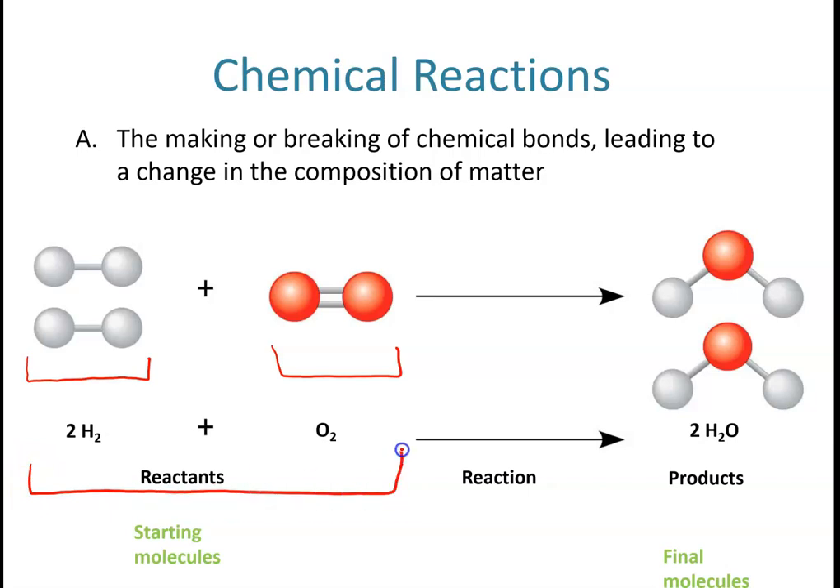Just some general characteristics here. On the left side, we have the reactants. The arrow indicates that a reaction is taking place, and on the right side, we have the products. So you can think of this as the starting molecules and the end result.